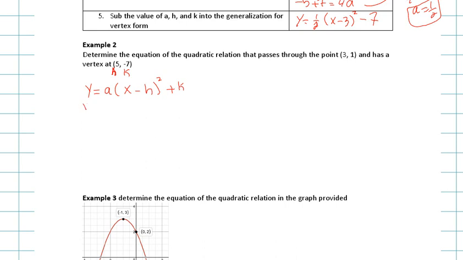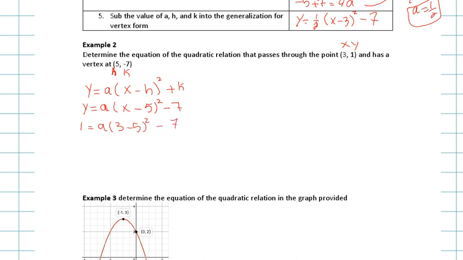So replacing h and k. Instead of h, I'm going to replace it with a 5. And instead of k, it's going to be -7. Then my next step is I want to use the x and the y. Replace x and y. So 1 equals a times (3 minus 5) squared, take away 7.